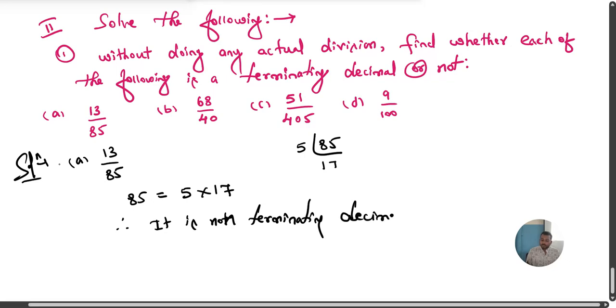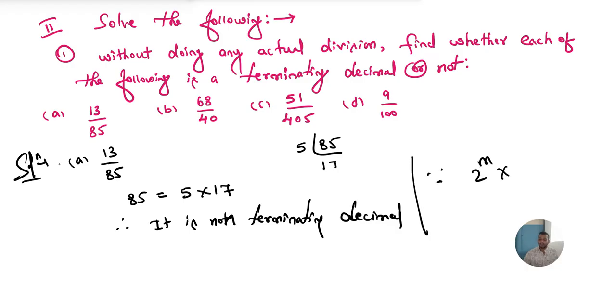It is non-terminating decimal. Why? Because the denominator is not in the form of 2 power m into 5 power n. If it had to be so, 2 should come and 5 should also come. Actually, here we have 5 but 2 is not there. Are you getting? In this we have 5, which means 5 power 1. 5 power n means n is 1 here. There is some 5 power, but no 2 power. Here we don't have 2. Can you see this? We have 5 but we don't have 2.